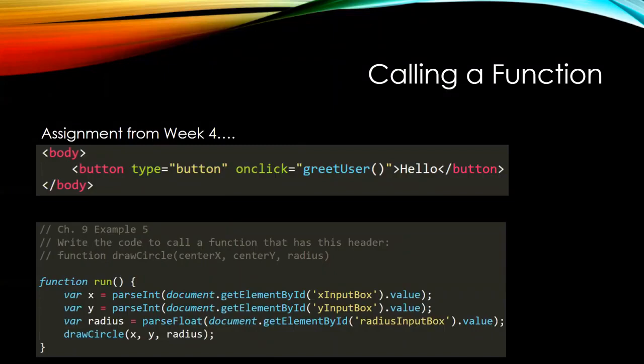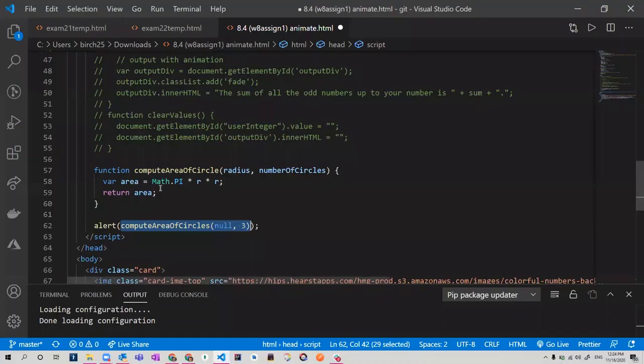How do I know it's a function call? Because I have text with parentheses and no function keyword. With that definition, I have several functions in here that I'm calling. Parse int is a function. Parse float is a function. Get element by ID is a function with one parameter, an ID. So we've been working with functions this whole time.